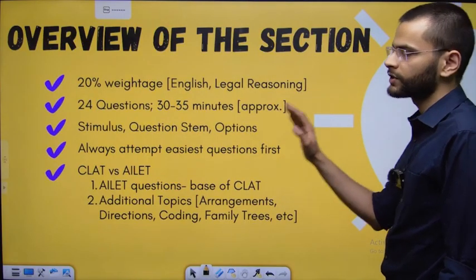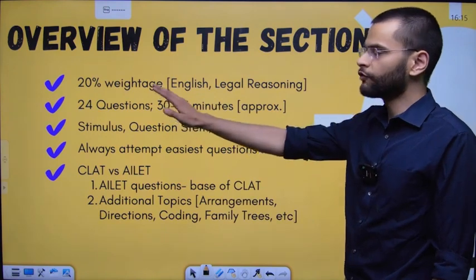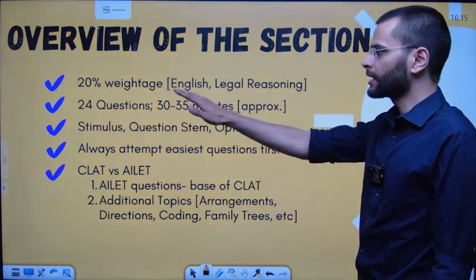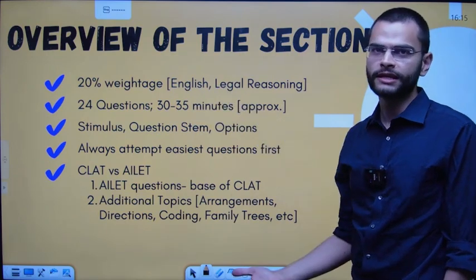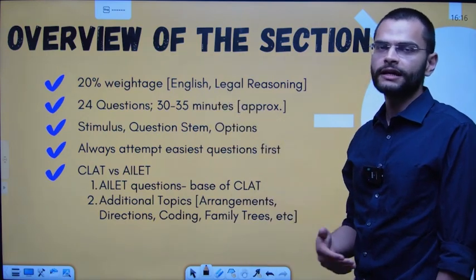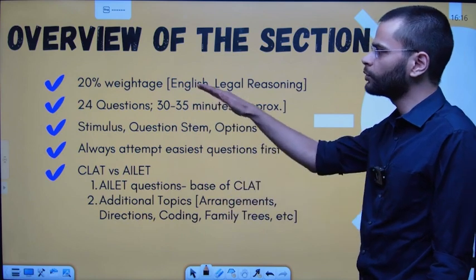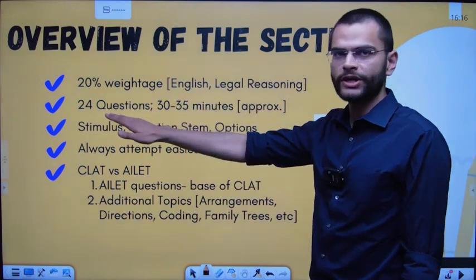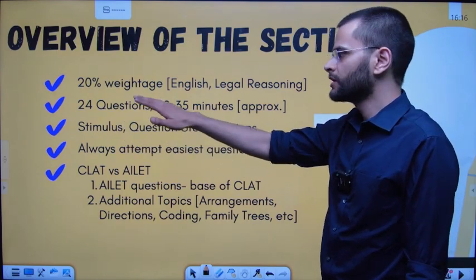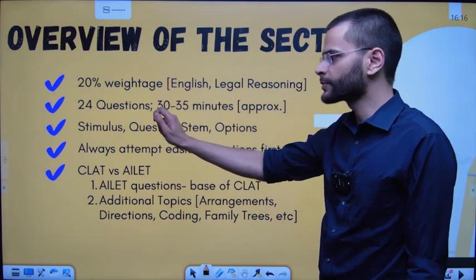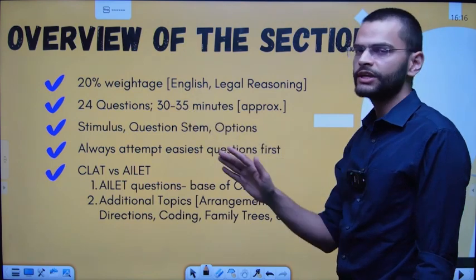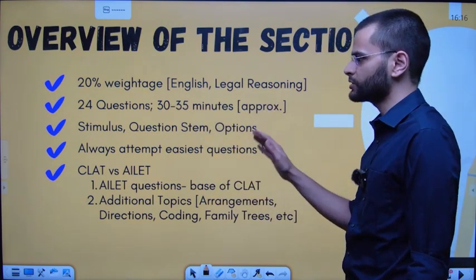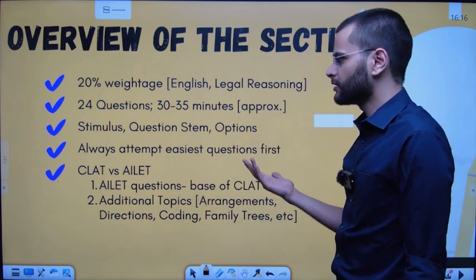So, an overview of the current section: critical reasoning forms 20% of the weightage of the CLAT paper. But if you take into account English and legal reasoning, if you know critical reasoning, it will definitely 100% help you with the other sections as well. As of now, 24 questions come in the critical reasoning section, with each set having 6 questions. Approximately, you should ideally be spending 30 to 35 minutes on the critical reasoning section. And if you're done within that, well and good.